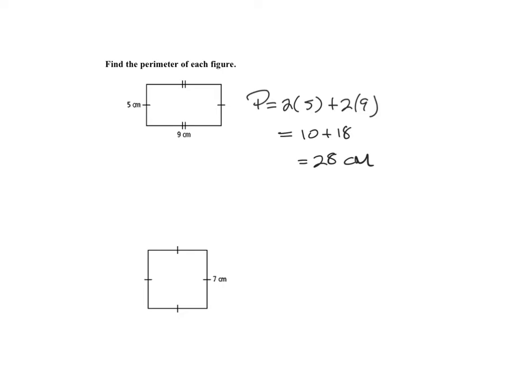The next one is a square because all of them are congruent. So the perimeter is 4 times 7, which is 28 centimeters.